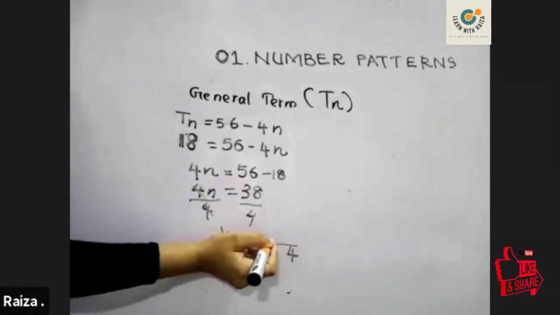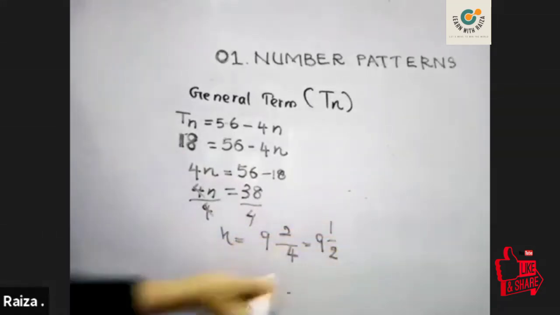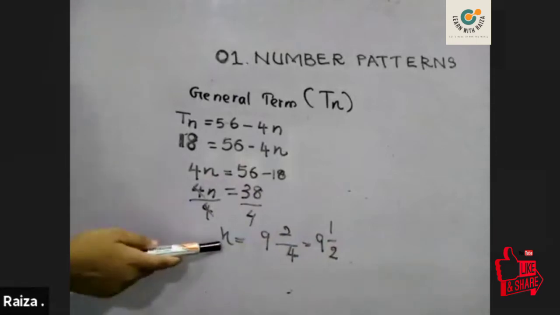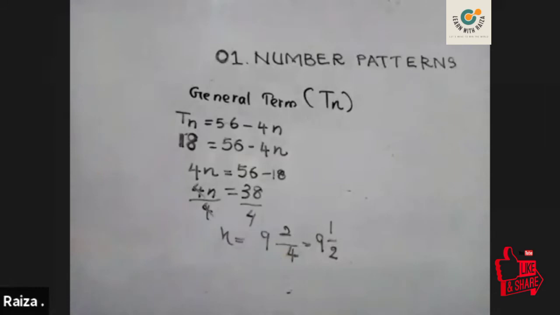4 into 9, 36, and 2. If you simplify this, you get 9.5. In decimals, you get 9.5. So when you are getting a decimal or a fraction, that means it doesn't belong to this number pattern. So since n is this kind of a fraction, a mixed fraction, 18 doesn't belong to the number pattern 56 minus 4n. So this is very easy. Only these types of questions are possible from this part of the lesson when they are given the general term.